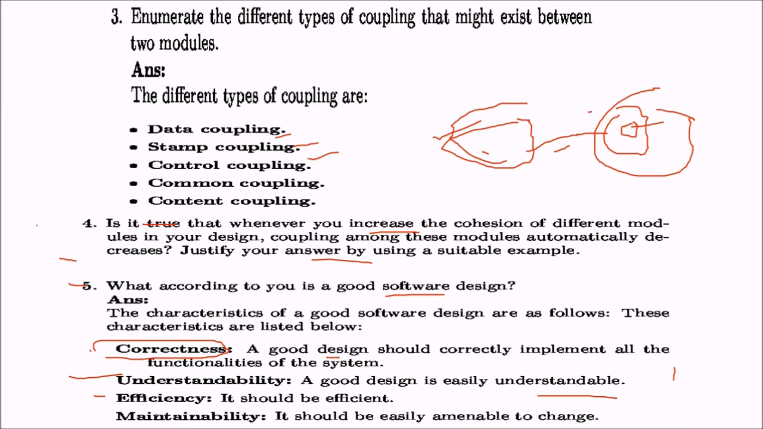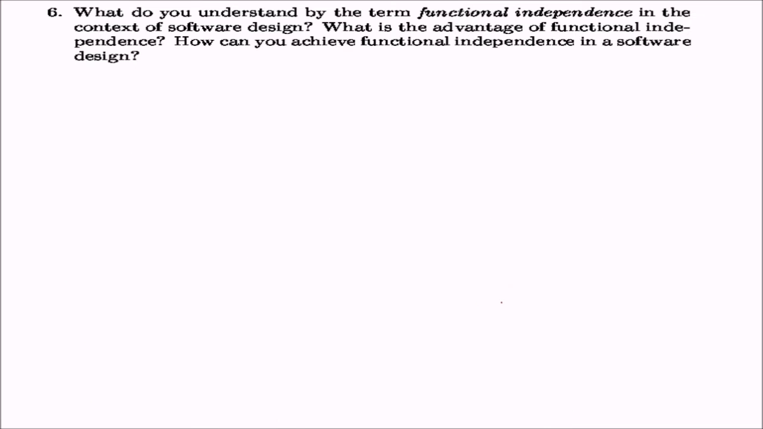Maintainability means it is amenable to change, because ultimately we have seen that 60% of the effort goes into maintenance. So if it is understandable and can be modified, and you can have adaptive and perfective maintenance on it, then we say it is maintainable.